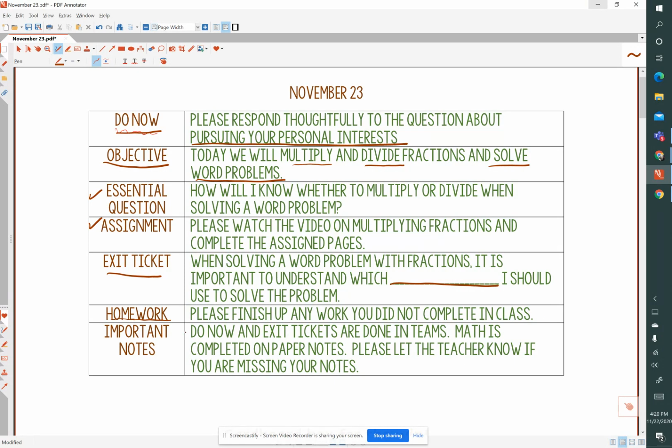And as always, we are reminded, and especially since we have some new students and we welcome you, that our do now and exit tickets are done in teams. And our math work is completed on our paper notes. Please let me know if you're missing your notes. If you're new to class, I did drop off some notes to some students last week. If you don't have your notes, please let me know, either in class or by sending me an email. So let's move on.